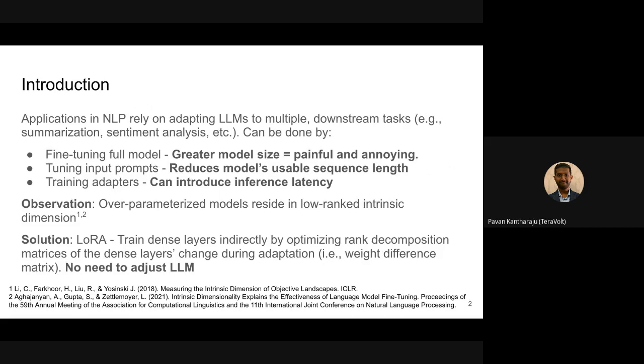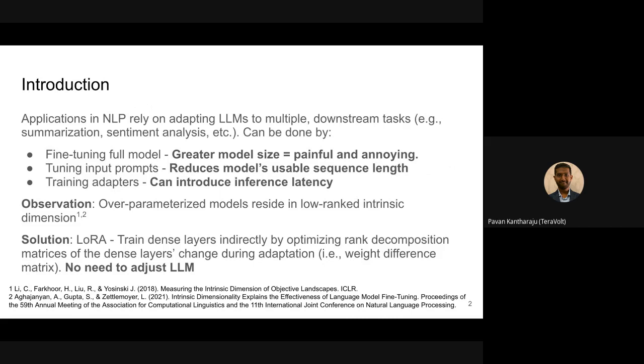Then finally, you can train these things called adapters. You can think of them as small models that can be inserted into a pre-trained model. For example, if you have a transformer, you can add the adapters into these transformer layers. I'll provide a picture of the last two, the prompt tuning and the adapter layer, in the next two slides. The problem with these adapters is that they can introduce inference latency.